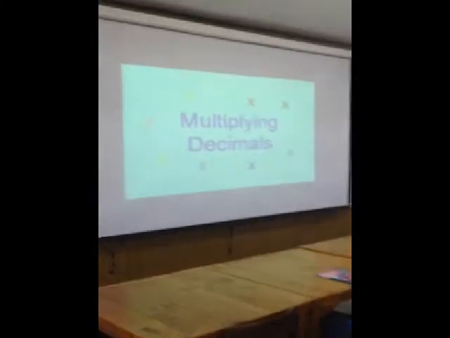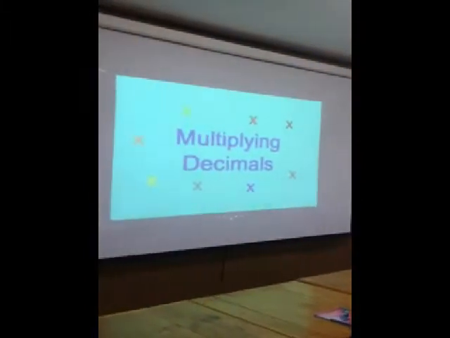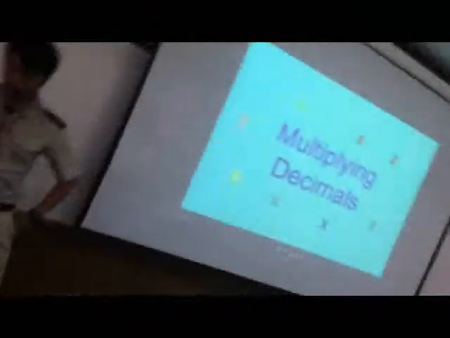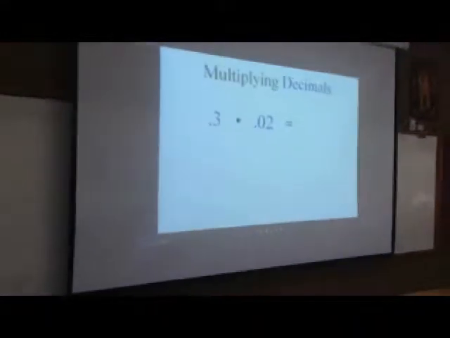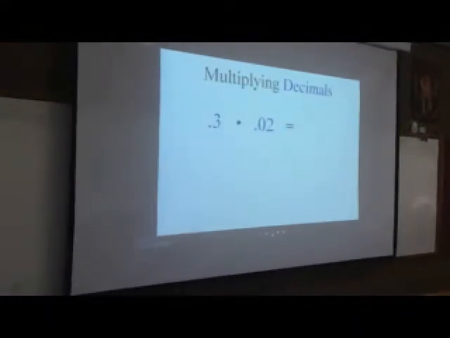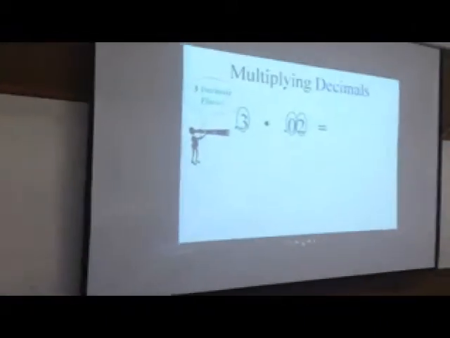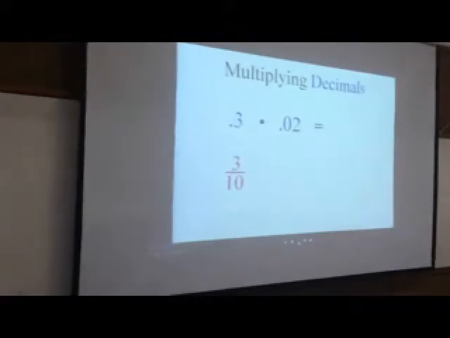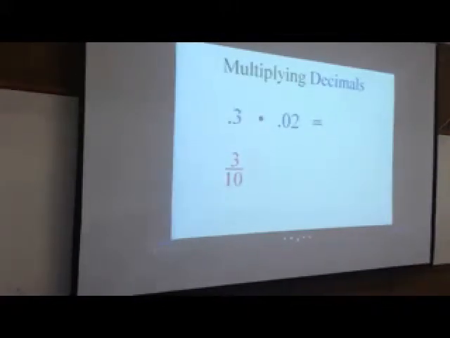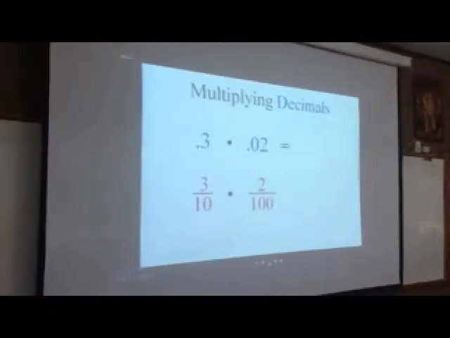I want to show you how to multiply decimals without a calculator, as well as some shortcuts that are going to make it easier if you're multiplying by powers of 10. Now see if you can notice a pattern here. These two I'm going to try to multiply. There are three decimal places there. The first one as a fraction would be written 3/10, and the second one would be 2/100, wouldn't it?